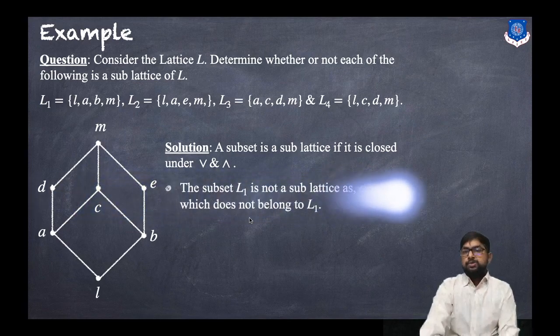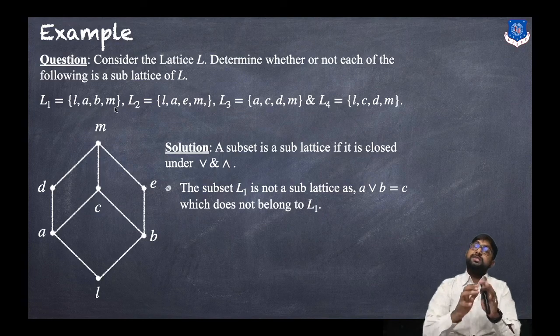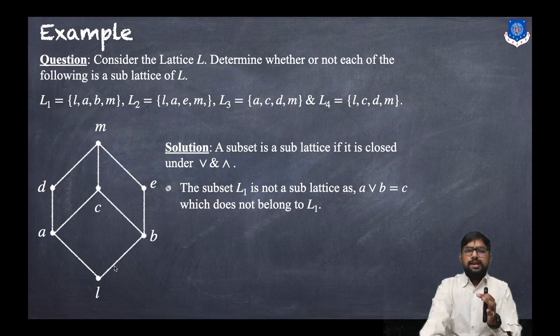Fine. So the first subset is L, A, B, M. So where is L, A, B and M? Fine. So the subset L1 is not a sublattice. Why? For a sublattice, consider this set L, A, B and M. Its LUB and GLB have to belong in the same set, that means in L1. Just consider L and A. What is the GLB and LUB of L and A? Can you find a pair in which the GLB and LUB do not belong to L1?